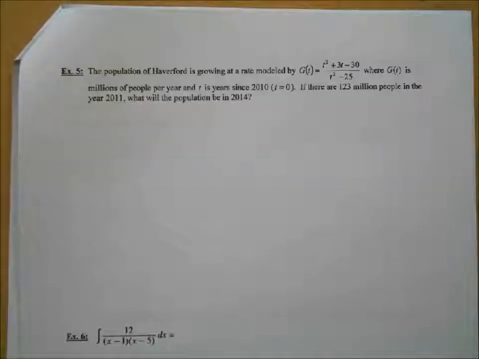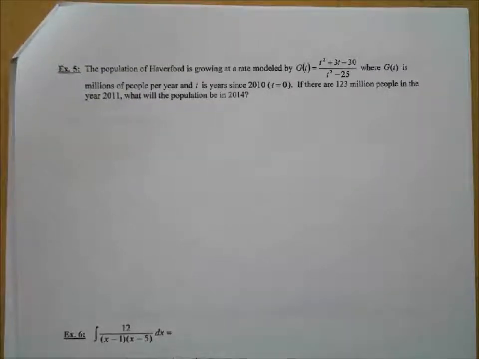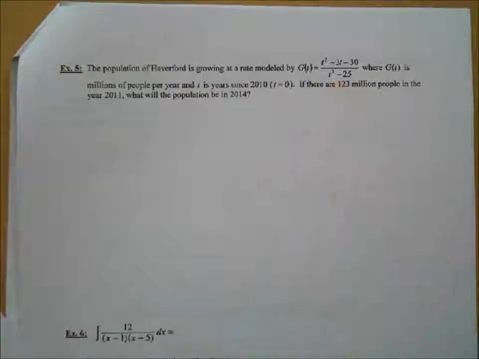Anywho, all right. The population of Haverford is growing at a rate modeled by that, where G of T is millions of people per year, and T is years since 2010. T equals 0 there. If there are 123 million people in the year 2011, what will the population be in 2014? We have some new stuff going on, but also some old stuff. We have a population in 2011, which is 123 million people, and we have a rate of change of the population in millions of people per year.